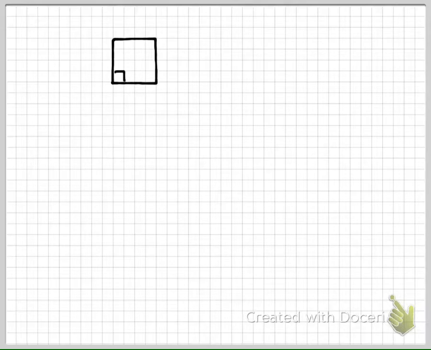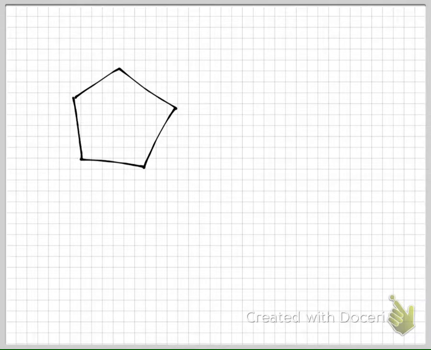Do you agree that a square is the simplest of the ones? So then what is that? 90 times 4 is 360. So you're right, all quadrilaterals have internal angles that add up to 360. And there's also a rule for any pentagon. We're going to talk about that in a minute.